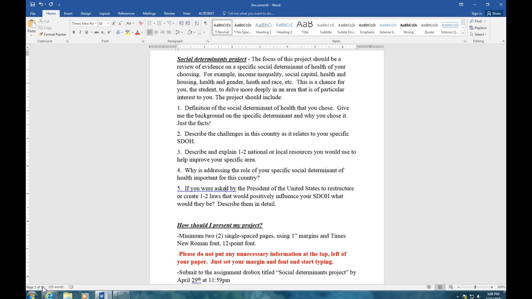And then number four, why is addressing the role of your specific social determinant of health important for this country?